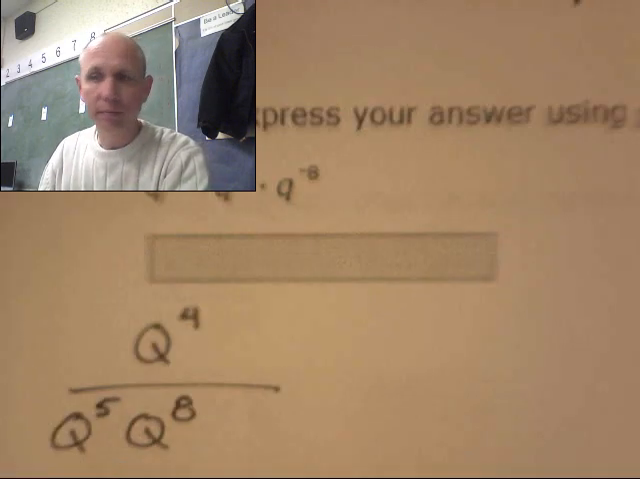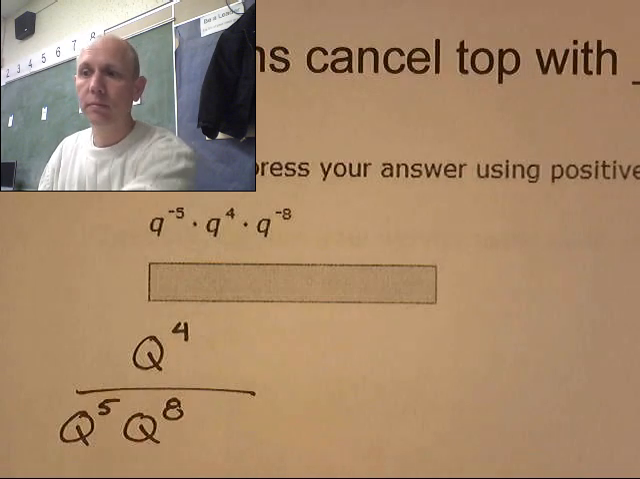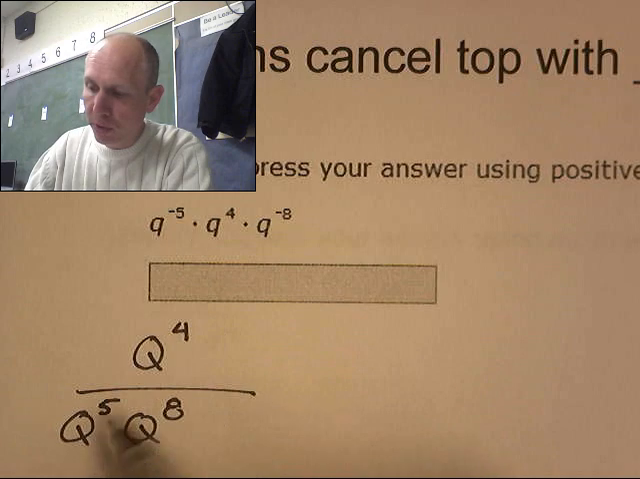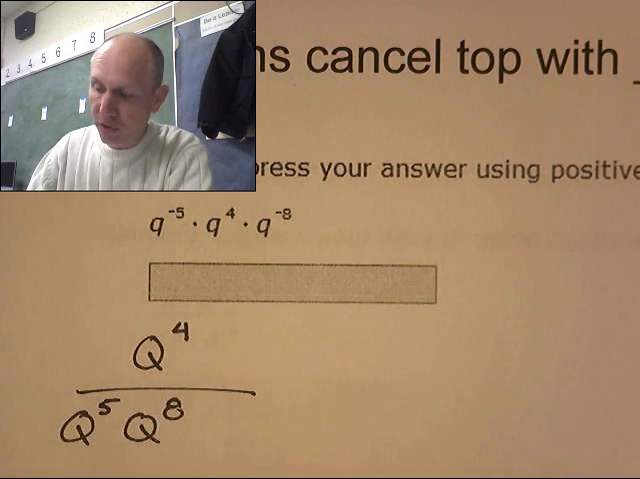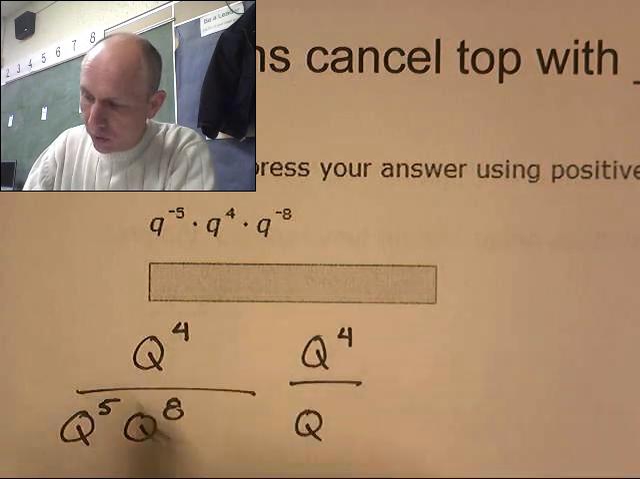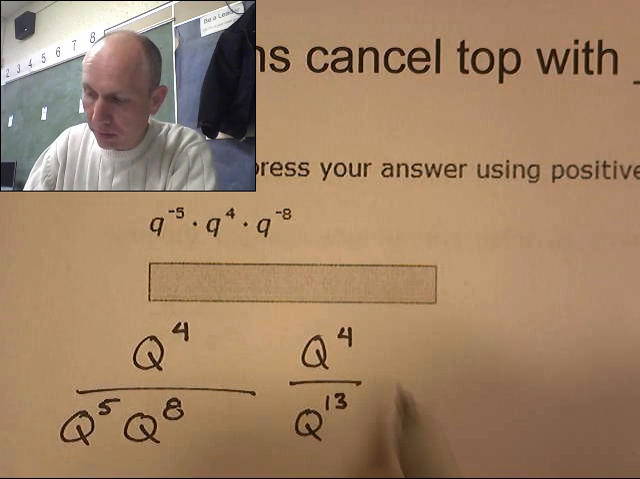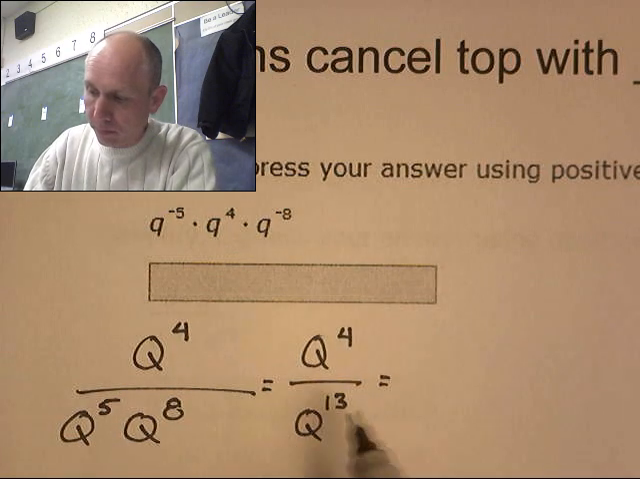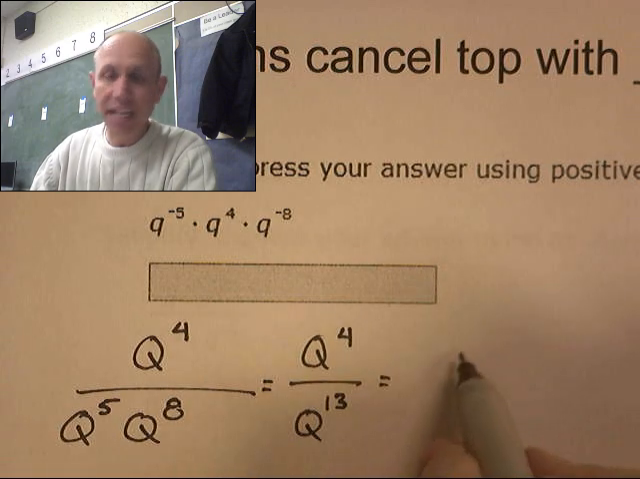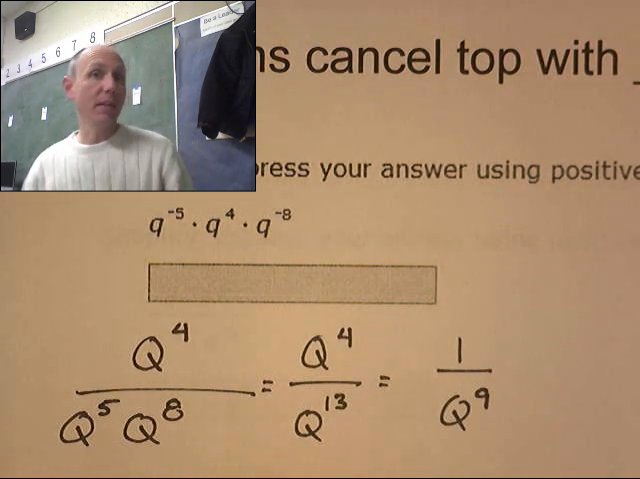No, you can't even see what I'm doing. There it is. Do you see, I used the ticket right here to bring this q down, and I used this ticket to bring that q down. So what do I have now? I have q to the fourth over q to the, what's this, 8, 9, 10, 11, 12, 13, q to the 13th. And now I'll think about this. I have 4 on top, 13 on the bottom, which means I have 9 extra on the bottom, so this is 1 over q to the 9th. So that's one way to think of it.